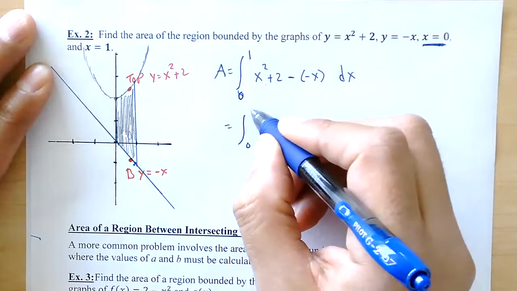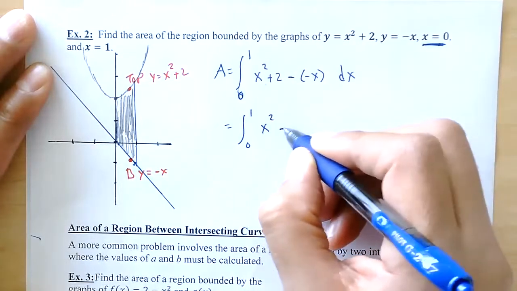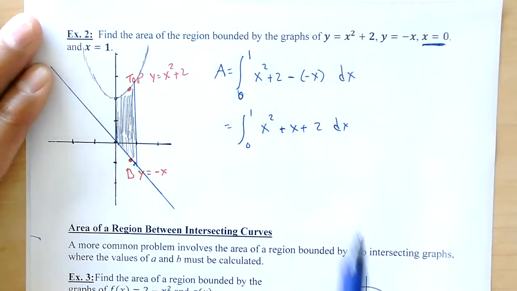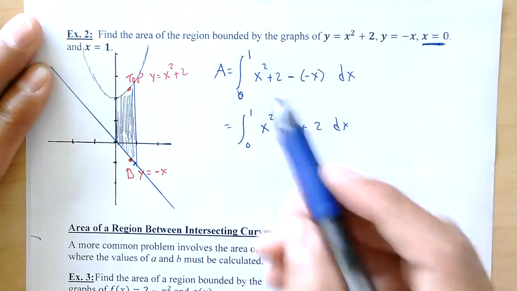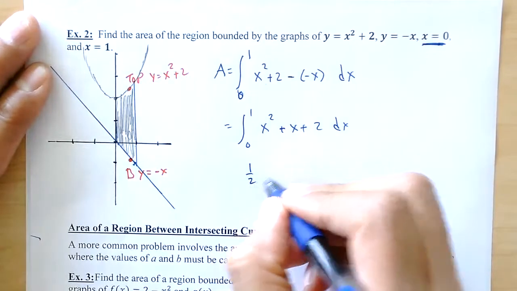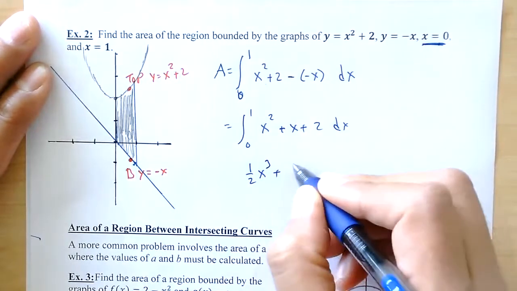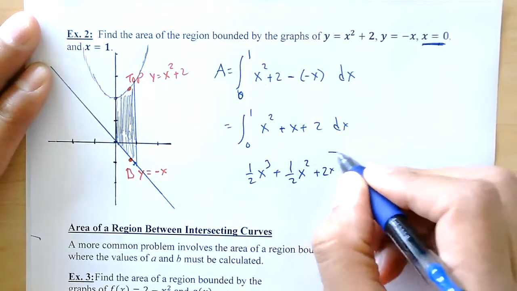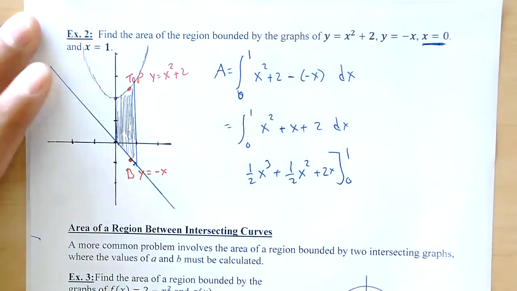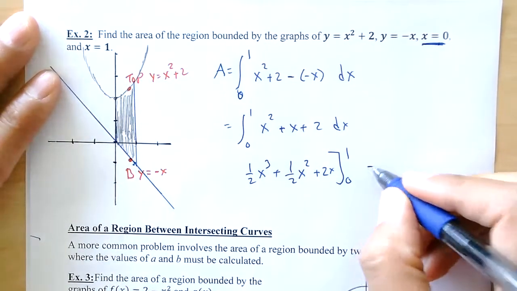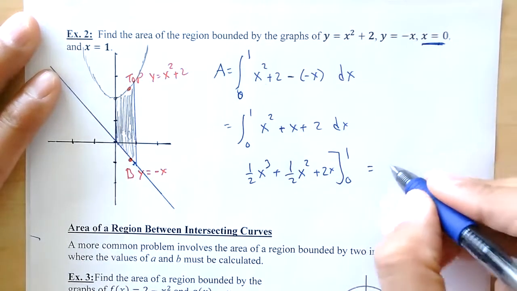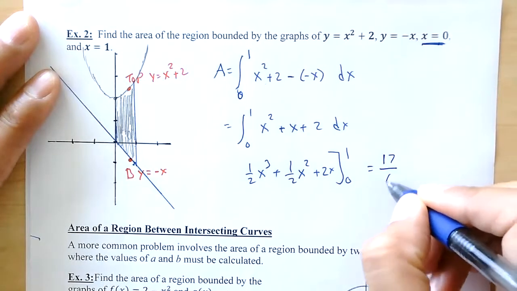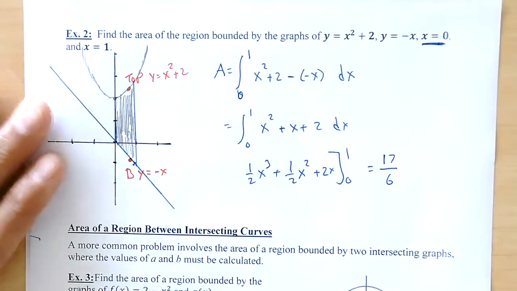Now, I will probably not show you every step. I distributed that, made that plus. At this time, we should all be experts at integrating. And we should all be able to do top minus bottom. You can pause the video and do the work, and you should all get 17 over 6. Right?